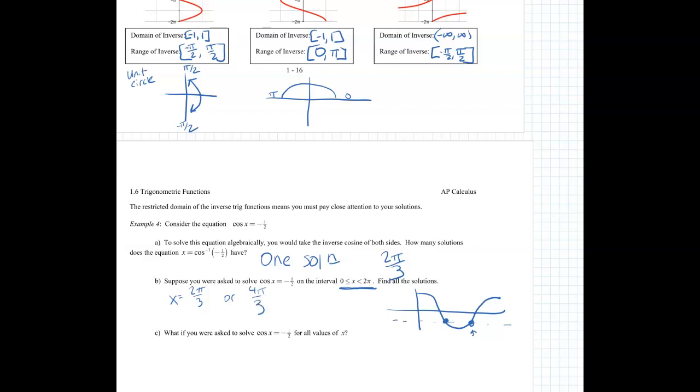Or we can probably use our unit circles that we need to be really familiar with this year, and see where your x coordinate of cosine would be -1/2, and it should be also at these values.